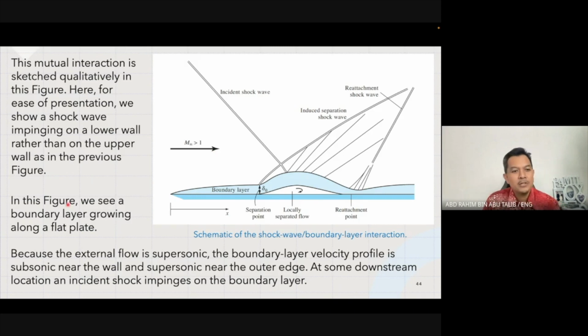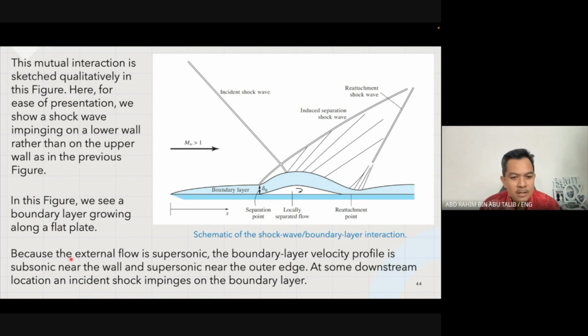All right. So in this figure, we see a boundary layer growing along a flat plate. So imagine there is no incident shock wave, just a flat plate. There's a flow on a flat plate. You can see the development of a boundary layer. So this is in your fluid mechanics. So you can see that there is a boundary layer development on a flat surface, right?